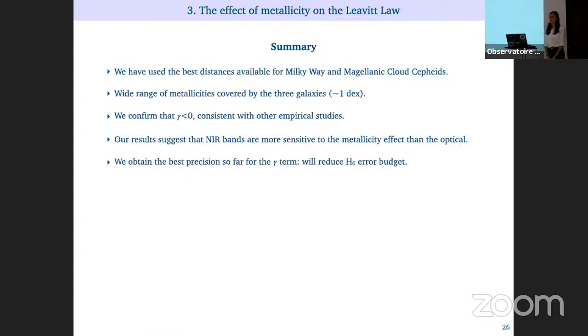In summary, we have used the best distances available in the Milky Way with Gaia and also in the Magellanic Clouds with eclipsing binaries. By including the LMC and the SMC, we have a large range of metallicities. And we confirm a negative sign for the metallicity effect, which is consistent with most other studies. And the result also suggests that the near infrared is more sensitive to metallicity than the optical. And so far, this calibration is the most precise so far, and it should be considered for improving the error budget on the Hubble constant.